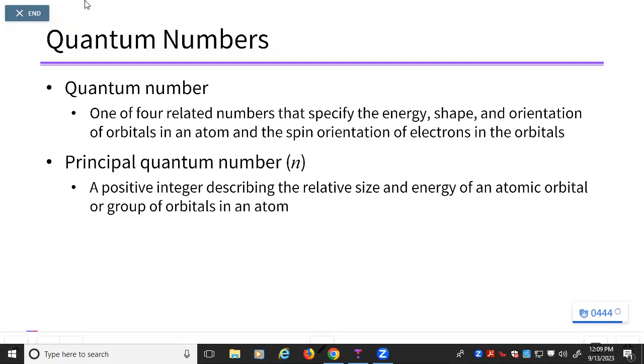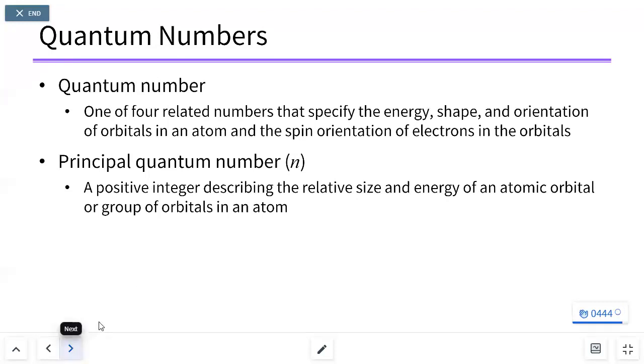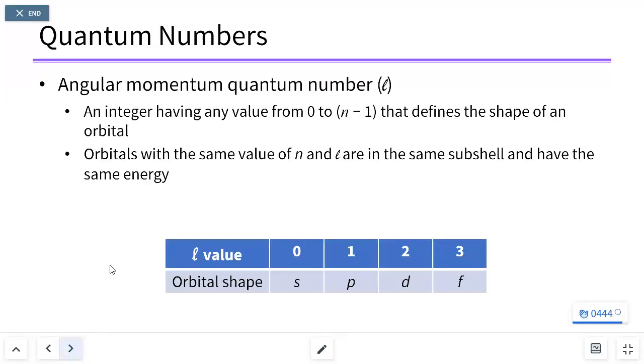From there, we start to break it down into more and more specific kinds of ideas. So the angular momentum quantum number: we go from energy level to sublevel, sublevel being the shape. What shape are those orbitals that hold these electrons in? And so we talk specifically about the 4 different shapes, S, P, D, and F.